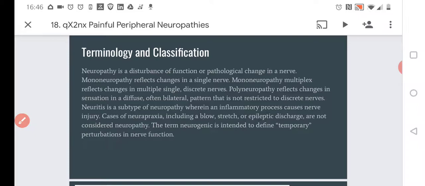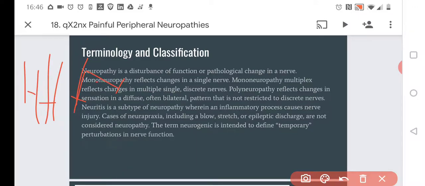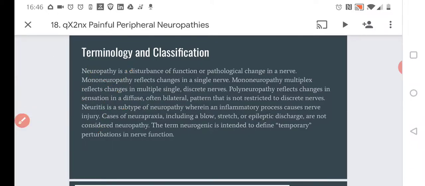Polyneuropathy reflects changes in sensation in a diffuse, bilateral pattern. So when we have nerves, most of them are affected. We cannot say that this particular nerve is affected and that particular nerve is affected. Generally all of them are affected to some extent. Some are more affected, some less, but generally all, or nearly all, or a big group of them are affected. We cannot say that only those particular nerves are affected. This is the difference between mononeuropathy multiplex and polyneuropathy. In polyneuropathy, generally it's impossible to count all of the nerves that are affected.